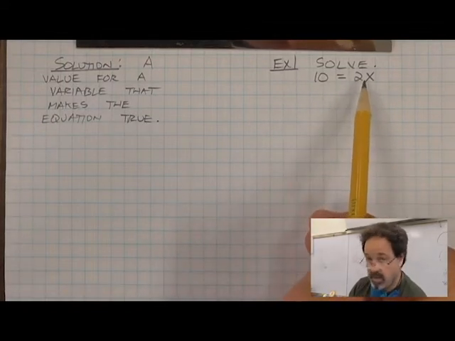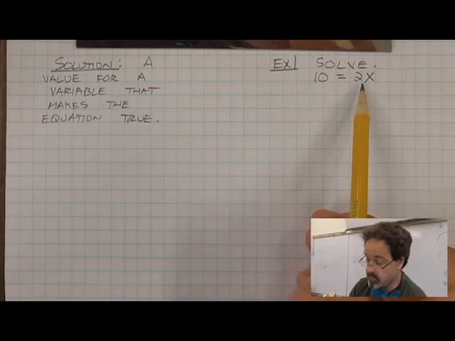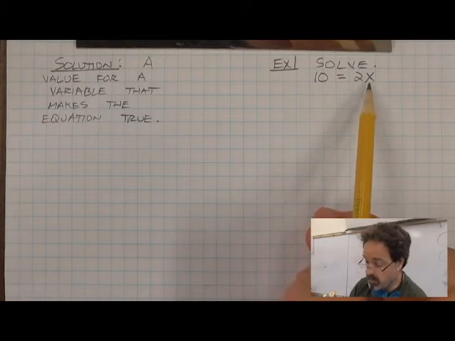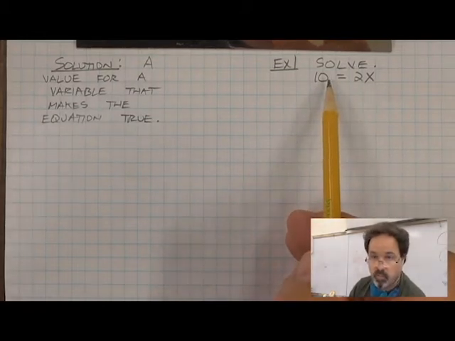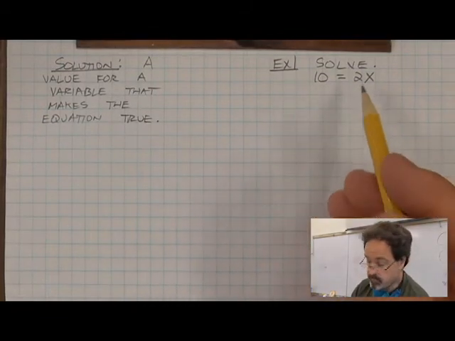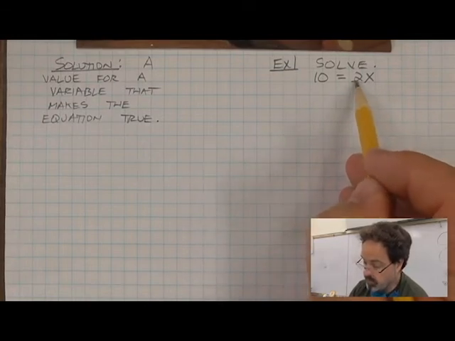Now, you wouldn't have a solution x is equal to 3. 3 is not the solution to this equation. We can check because if x is equal to 3, then 2 times 3 is 6, and 6 is not equal to 10. So what value of x makes this equation true? We don't have to guess, even though we might be able to.